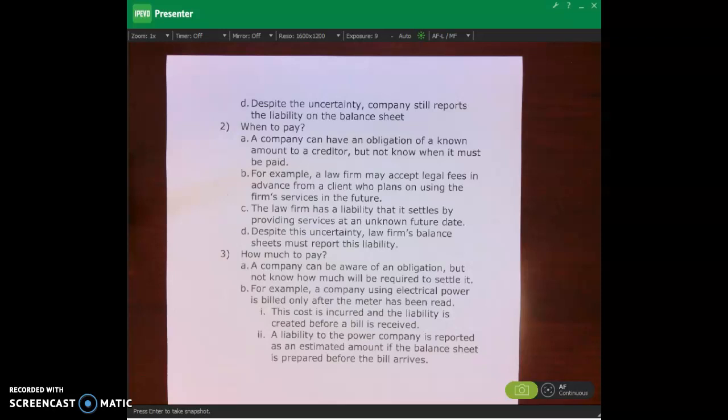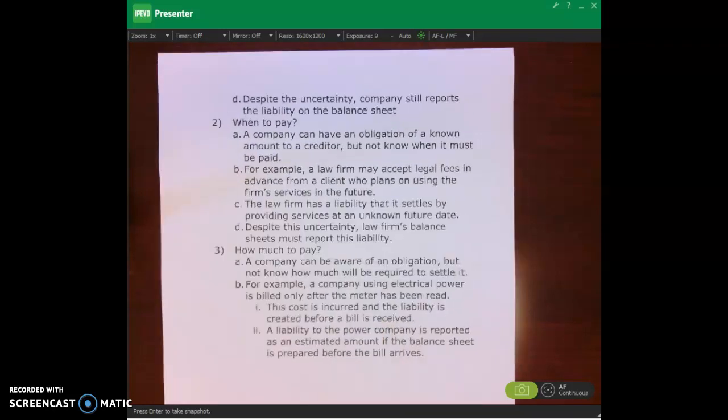And then finally, there can be uncertainty about how much to pay. So for example, a company using electrical power is billed only after the meter has been read. Okay? The cost is incurred and the liability is created before that bill is received. So we can have some uncertainty as well regarding how much to pay.